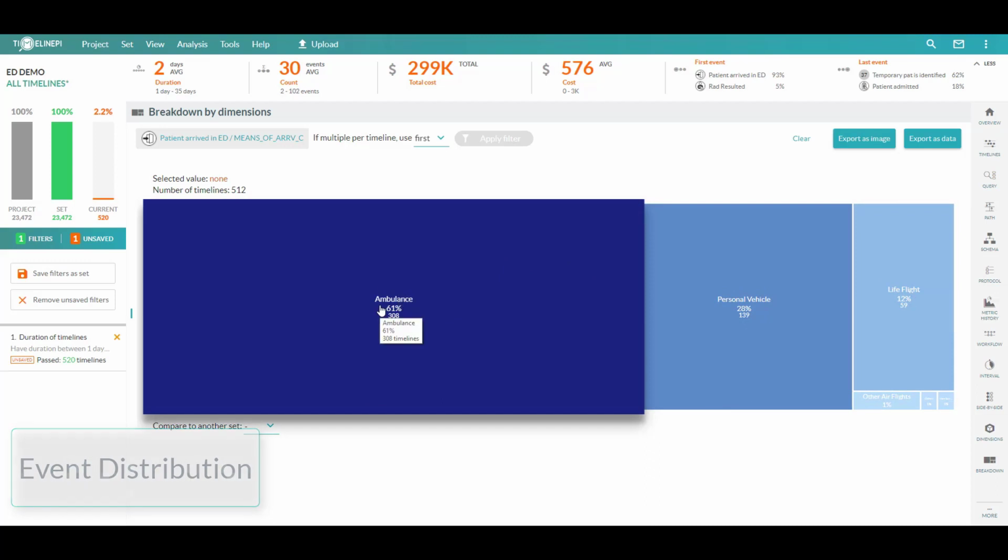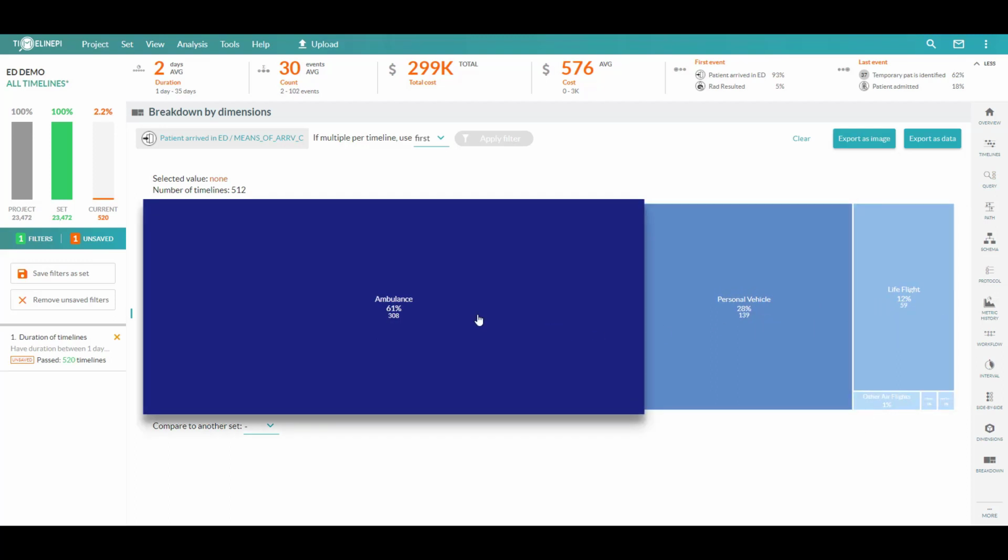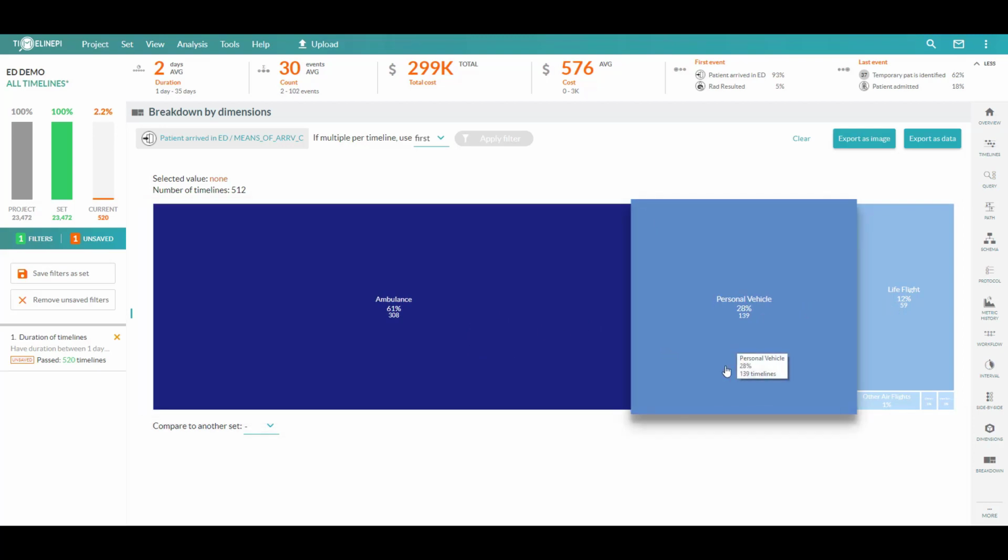You can see a very large percentage via ambulance, a large number. You would expect a much smaller percentage via life flight, but this is not what you would expect. The majority of people we would expect have come in via personal vehicle.